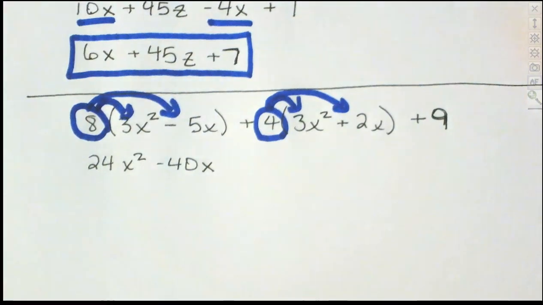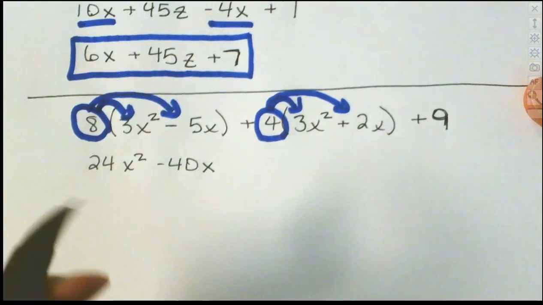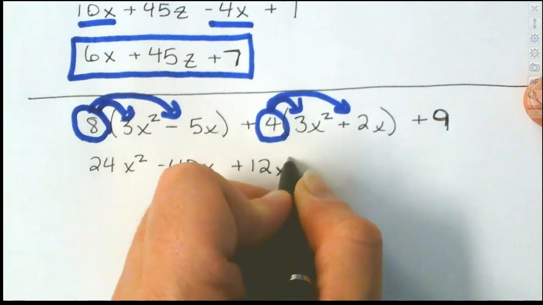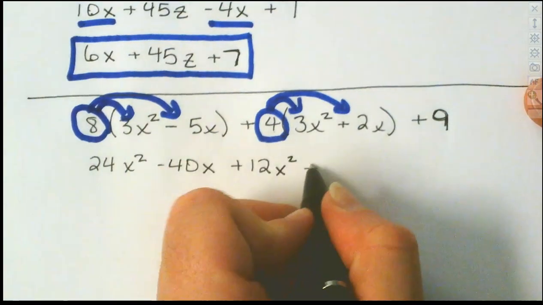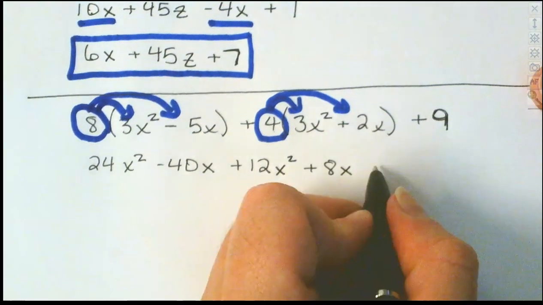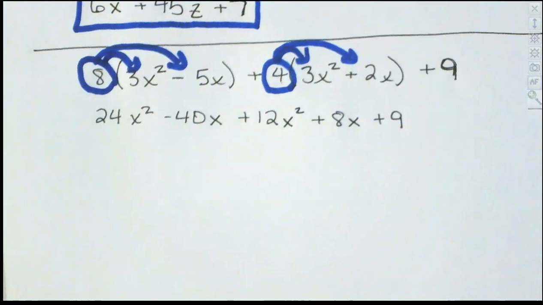Okay, what about the next one? 4 goes through, so 4 times 3 makes it a 12. Bring down that x squared. 4 times 2 makes it an 8x. Make sure you bring the x down. And then we have the 9 all by itself. So is everyone okay with how we did that?